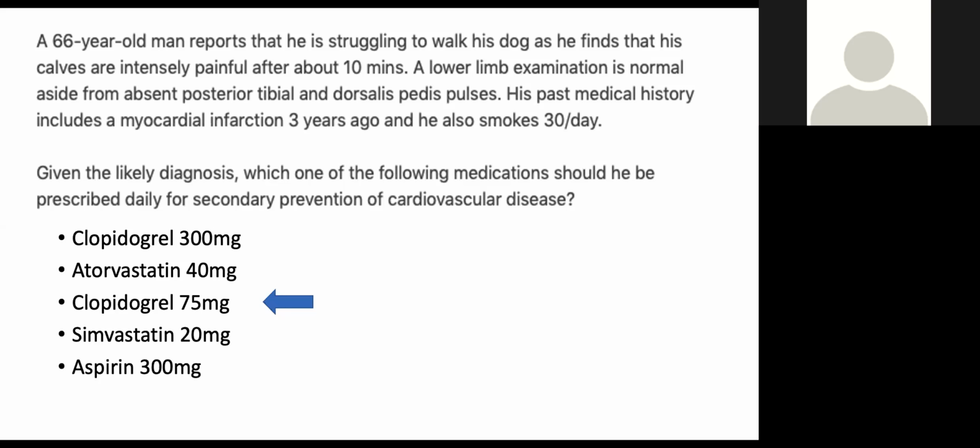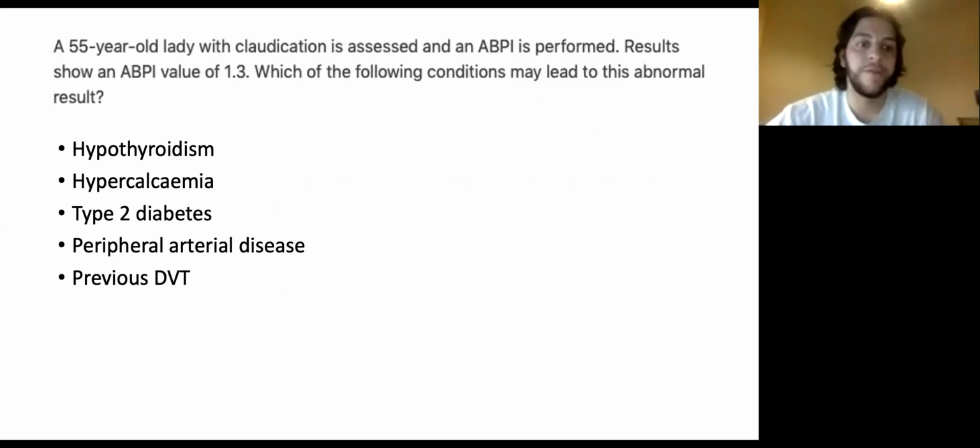Okay, thanks. Okay, so next question. A 55-year-old lady with claudication is assessed and an ABPI is performed. Results show an ABPI value of 1.3. Which of the following conditions may lead to this abnormal result?